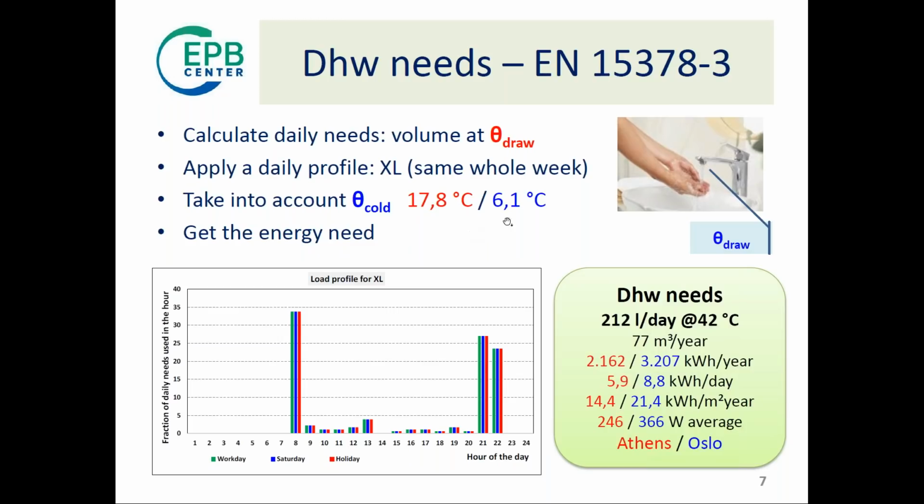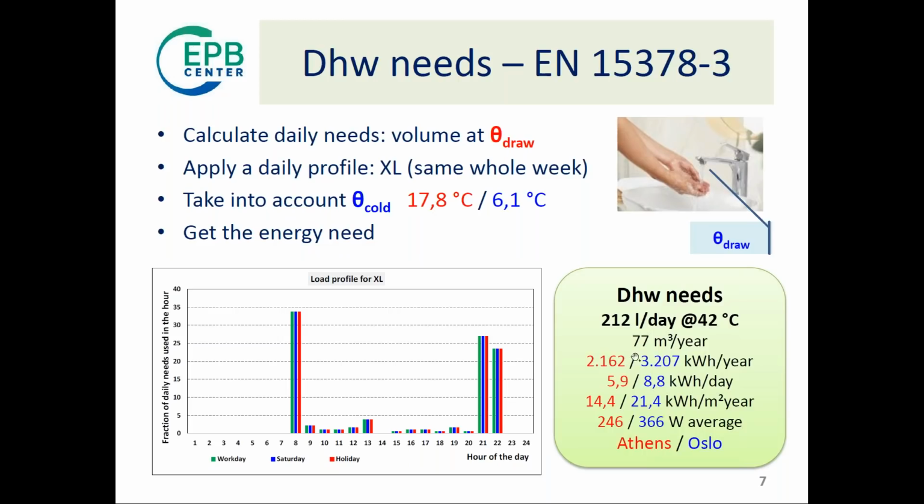So in essence, you will have 17.8 degrees for your cold water and 6 degrees in Oslo. So you have a difference. Even if you still need something more than 200 liters per day at 42 degrees, depending on the cold water temperature, your original need is different in Essen and Oslo.